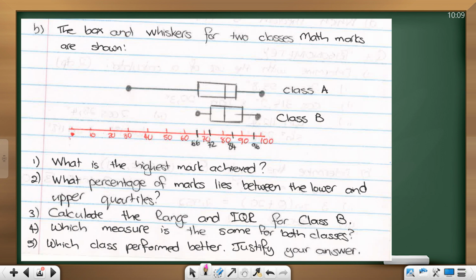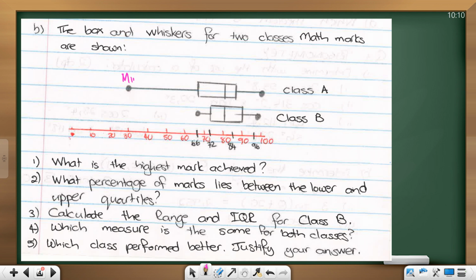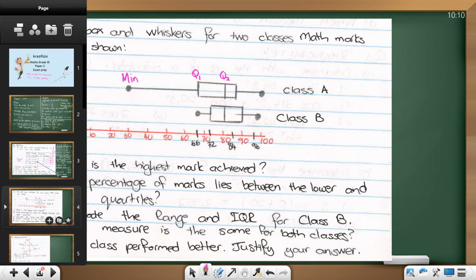We okay? All right. Now we have ungrouped data. What do you call this? Box and whiskers. All right. The box and whiskers for two classmates, two MET class are shown below. What is the highest mark obtained? Okay, first, we know this thing has what? What do we call this one? Minimum. What do we call this one? Q1. What do we call this two? Q2. Okay, let me do something quickly. Let me draw something on a different page.